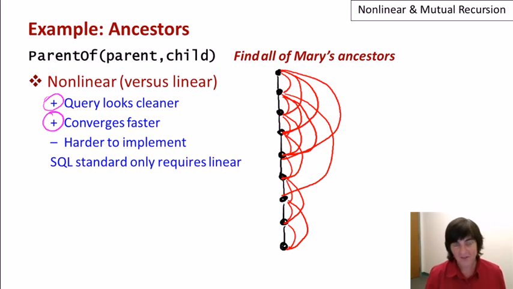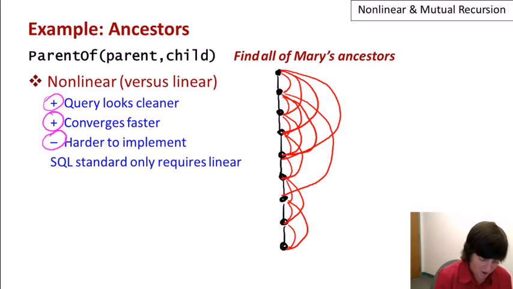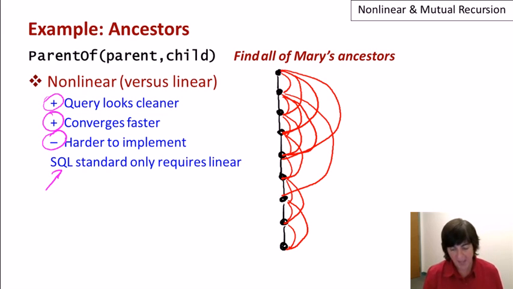So what about the downsides of nonlinear recursion? Well, the major downside is that it's harder to implement, or certainly harder to implement efficiently. And as a result of that, the SQL standard only requires linear recursion, and the Postgres system that we've been using also only supports linear recursion.